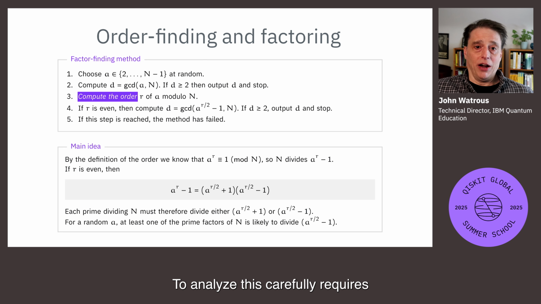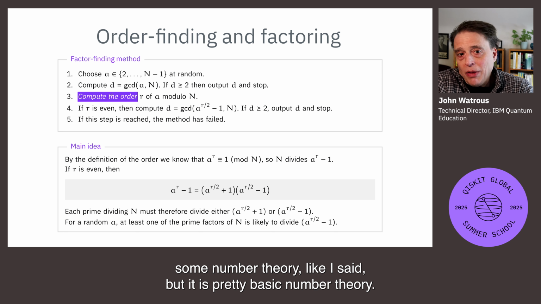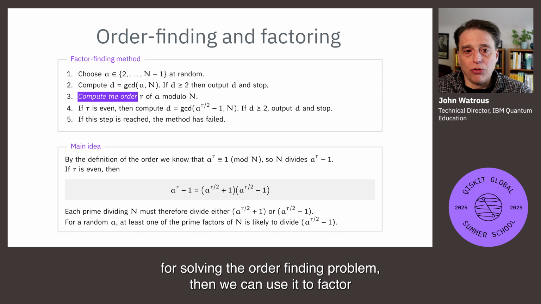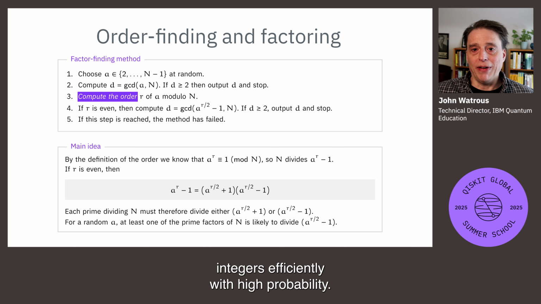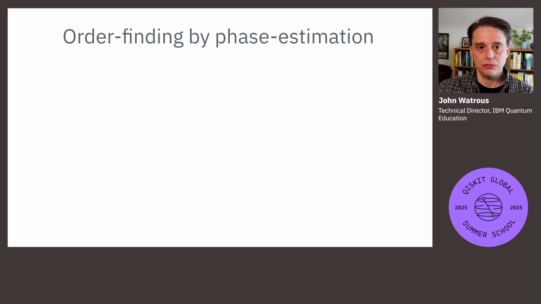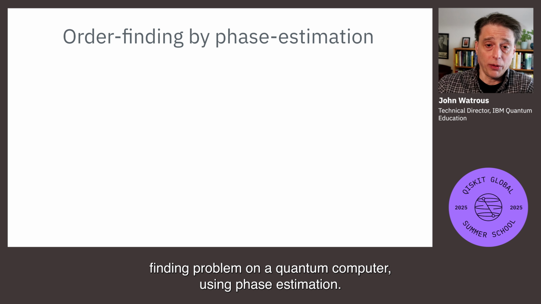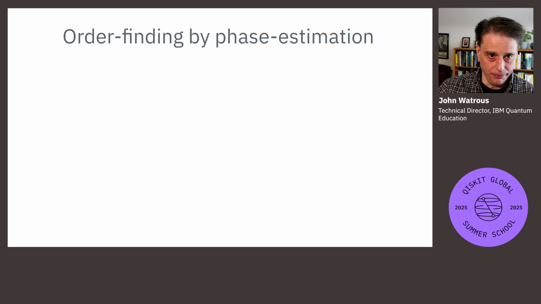To analyze this carefully requires some number theory, like I said, but it is pretty basic number theory. So the upshot is that if we have an efficient algorithm for solving the order finding problem, then we can use it to factor integers efficiently with high probability. The last thing that we need to do is to figure out how to solve the order finding problem on a quantum computer using phase estimation.